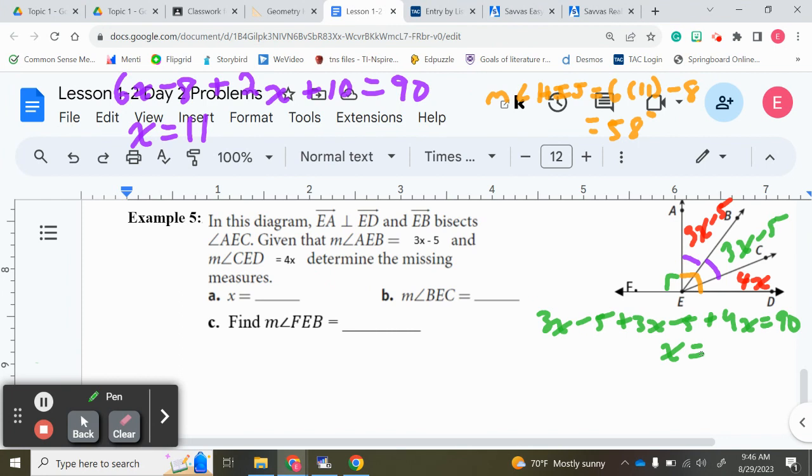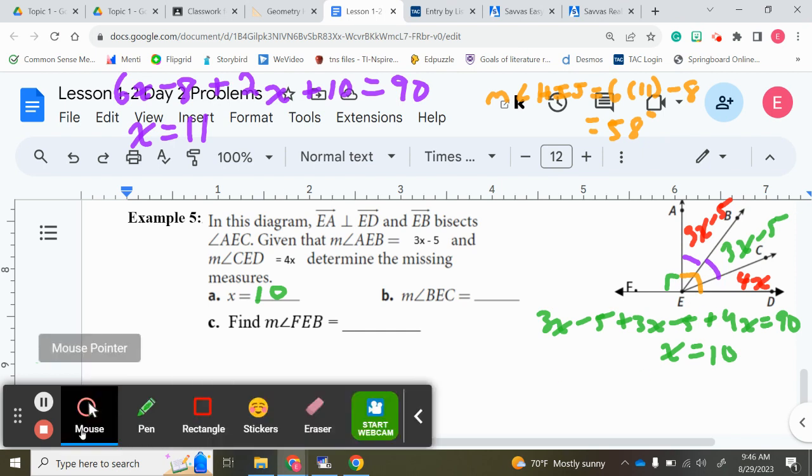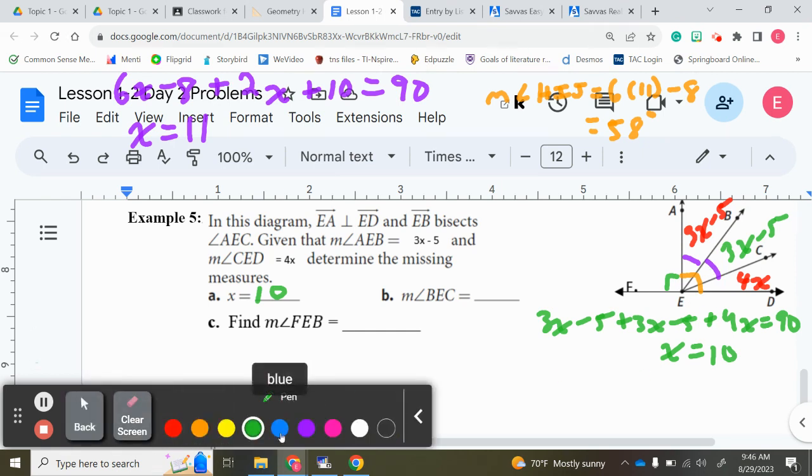All right, who has x? 10, excellent job. So we have that first part. All right, now they want us to find BEC. So here's BEC. We're going to substitute that in. Let's grab a different color. All right, so this is going to be 3 times 10 minus 5, which leaves us with 25 degrees. So that's easy.